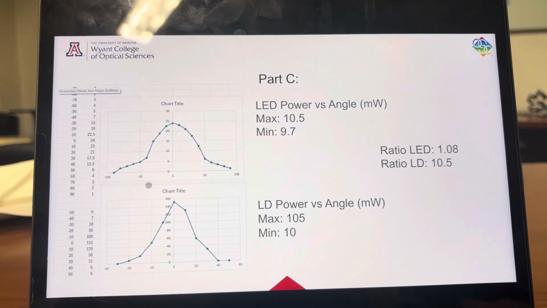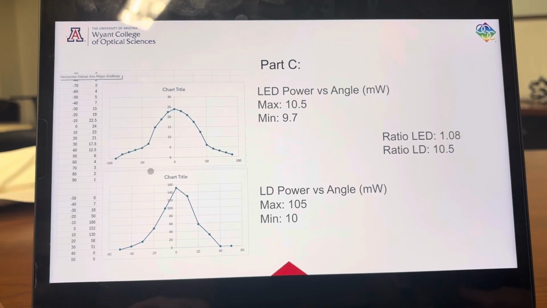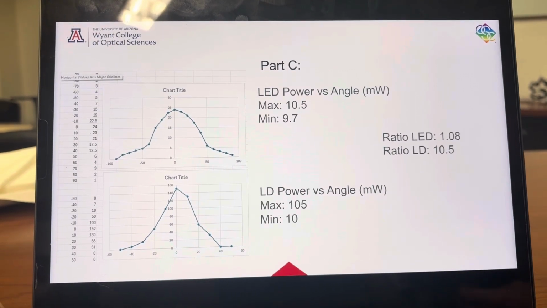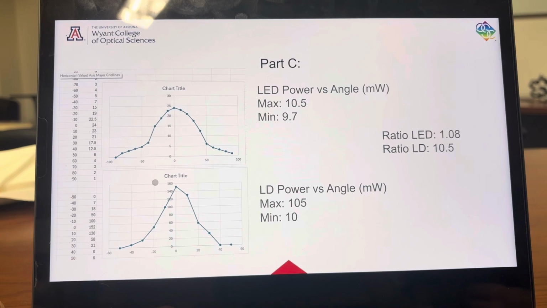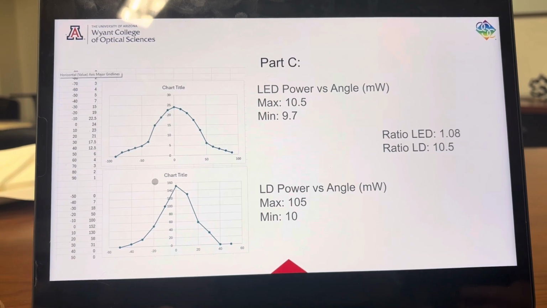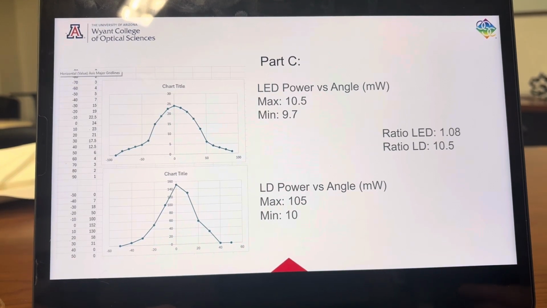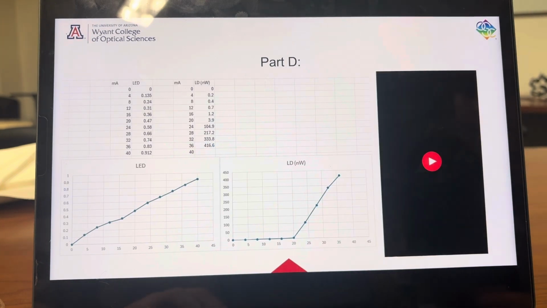So for part C, we took an LED and an LD, and we measured power versus angle. For the LED, we did from negative 90 degrees to 90 degrees. And for the laser diode, we did from negative 50 degrees to 50 degrees. And we also took a manual polarizer, and we did the highest output and the lowest output that we could find for both those sources. And here's the ratio for all 4 of those data.